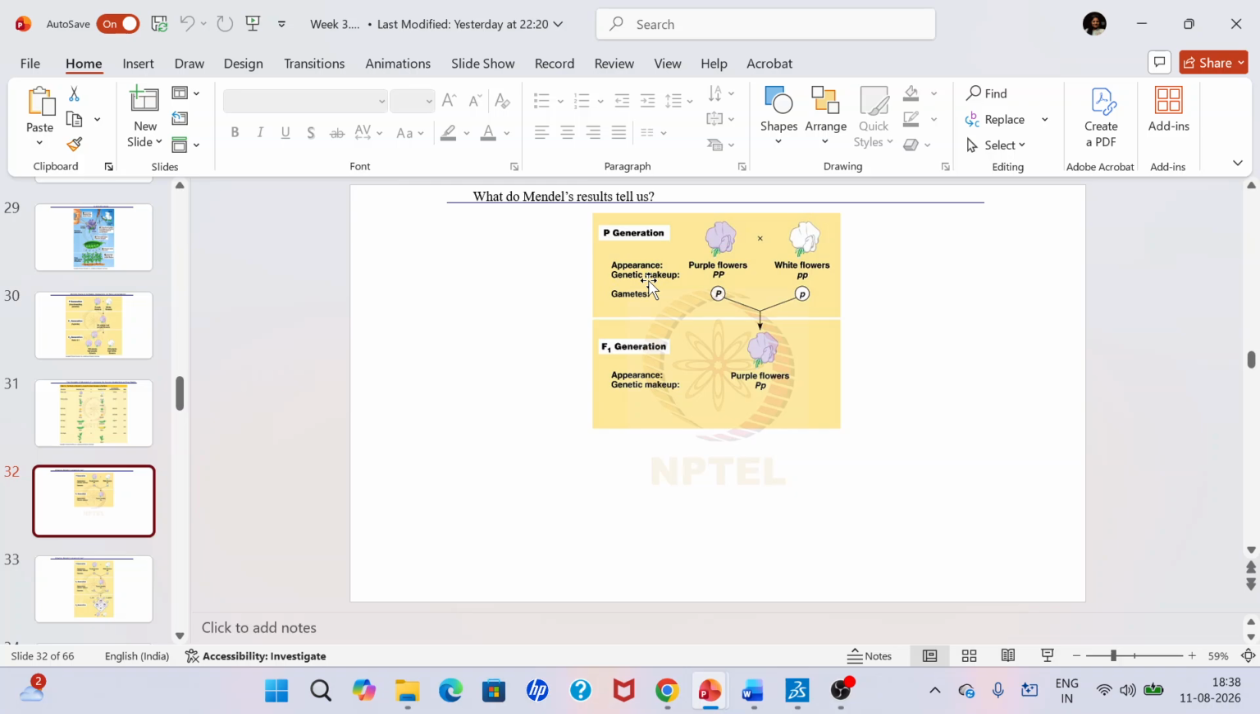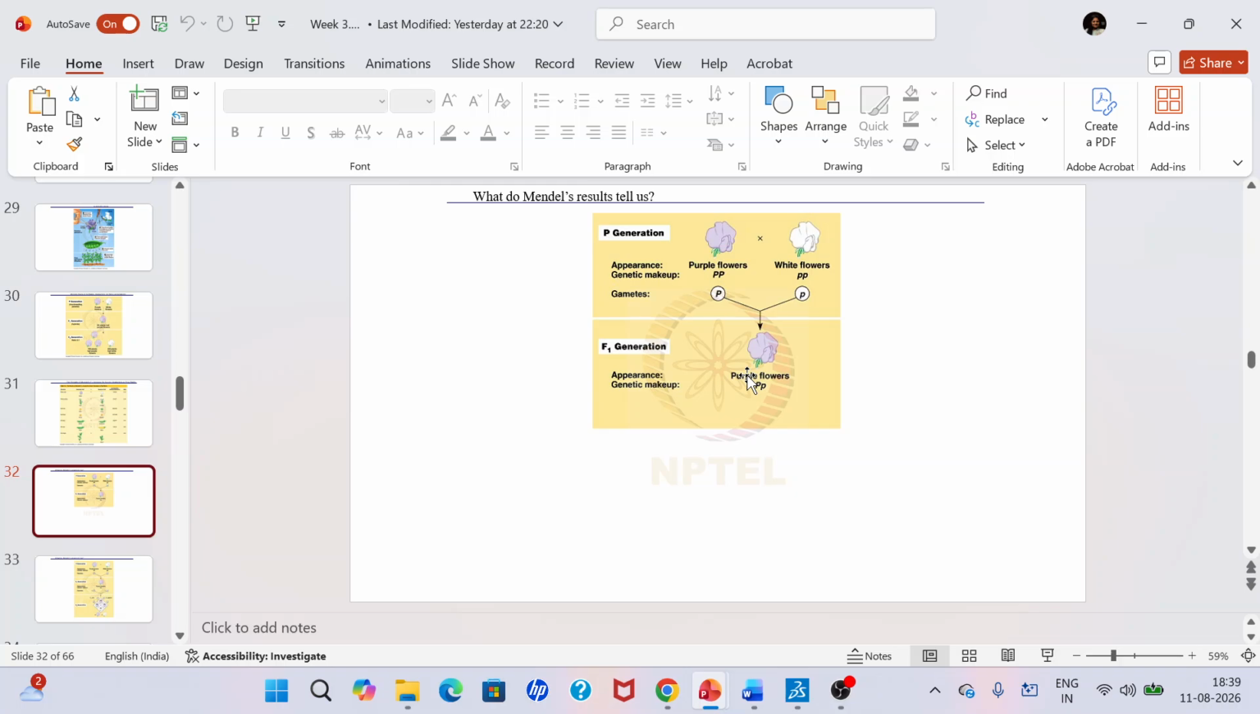So how did the results come about in the purple flower? First of all, we think that in the purple flower there can be two possible conditions: either it is homozygous dominant or it is heterozygous dominant. But in the case of the white flower, it has to be homozygous only, and then the white color will be expressed. Otherwise, if it is a heterozygous condition, the purple color will be expressed. So initially, he thought, let's see if the purple flowers were homozygous dominant and the white flowers were homozygous recessive. And in the F1 generation, he got all purple flowers.